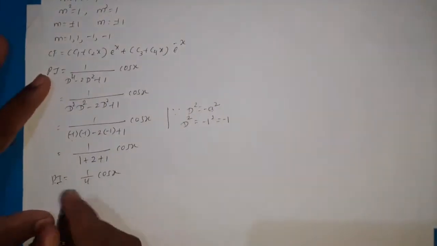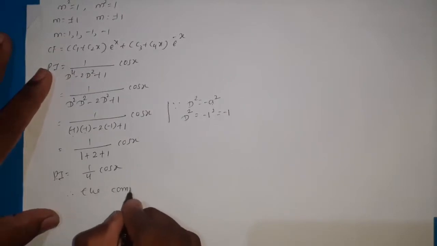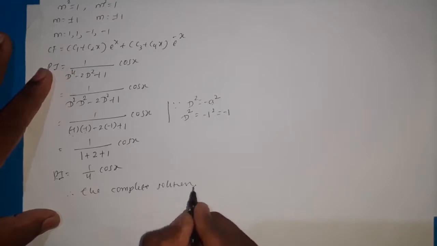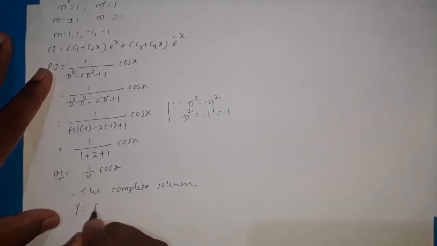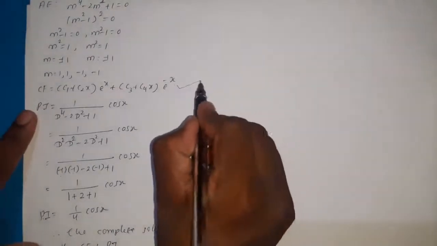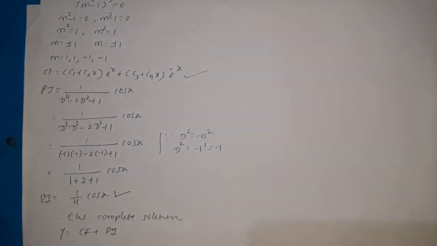So here, for the complete solution, the complete solution is y = CF + PI. We already got the complementary function here, and this is the particular integral. Then sum up these two, and write the complete solution of the given differential equation.